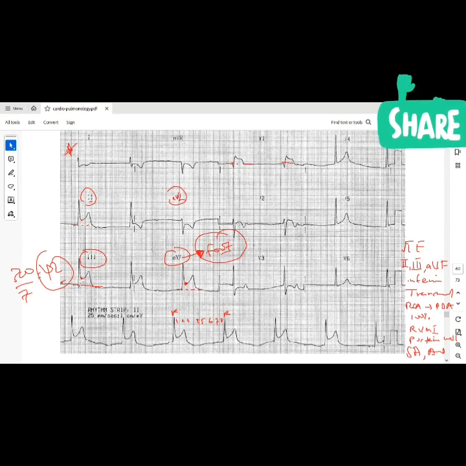Which other structures, or walls of the heart, might be affected? The right ventricle, posterior wall, SA node, AV node. What will be the consequence of SA node impairment or AV node impairment? Bradycardia, heart blocks.